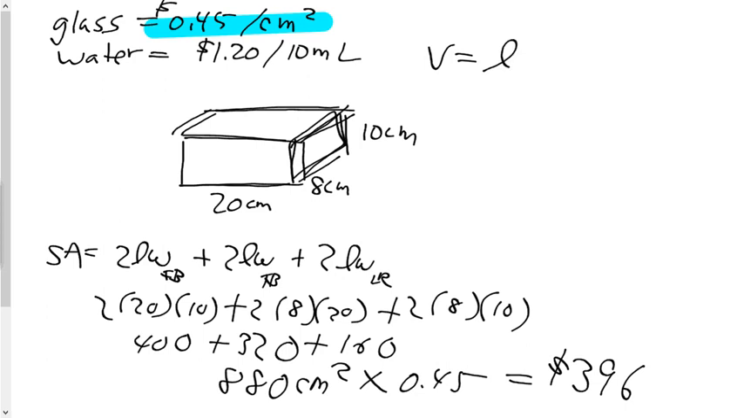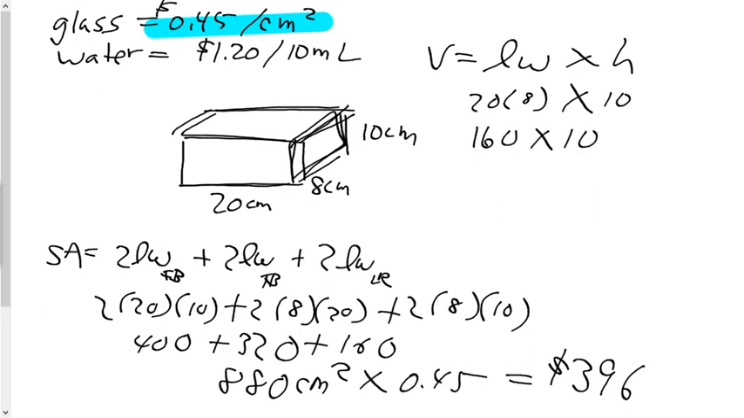Since it's a rectangular prism, area of the base times the height of the prism will be our volume. The base is a 20 by 8 rectangle, so 20 by 8 multiplied by the height of 10 is 160 by 10. So the volume of this particular container is 1,600 cubic centimeters. Okay? Now I need to know how much it costs to fill.